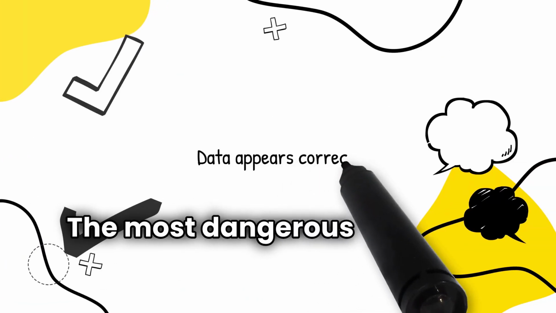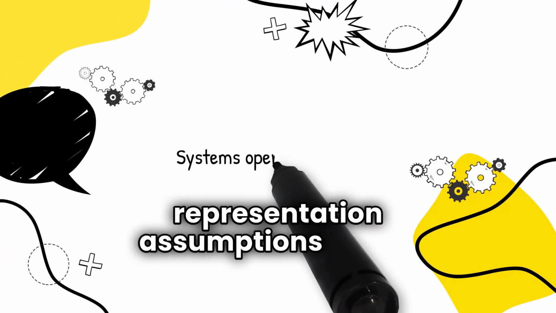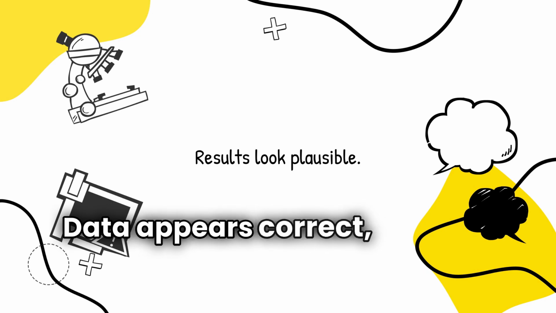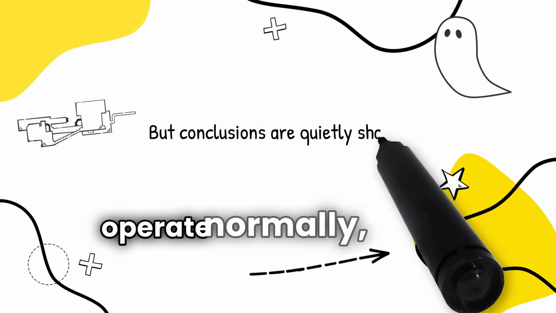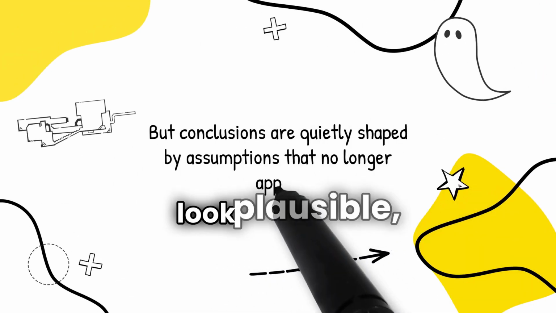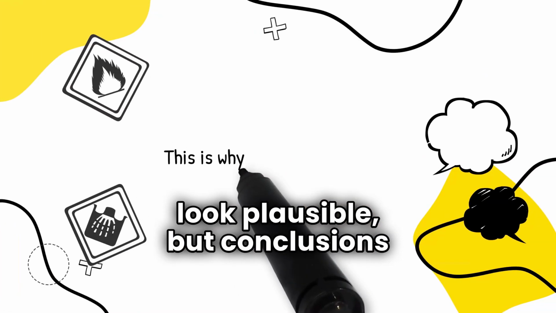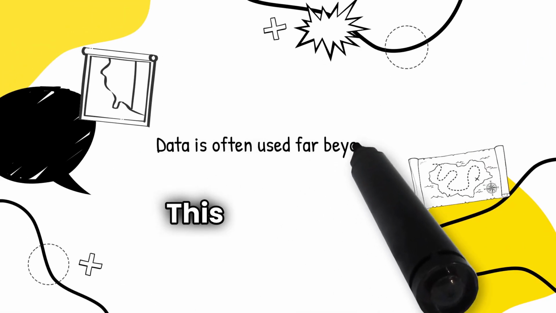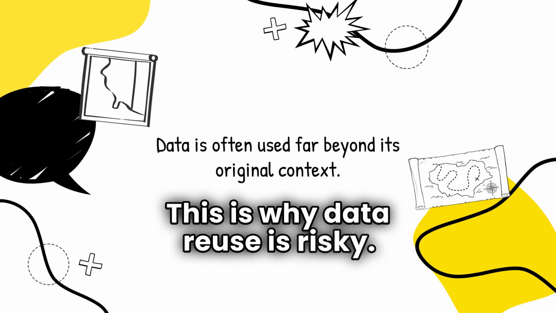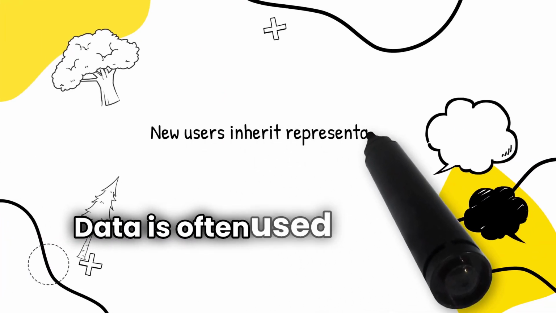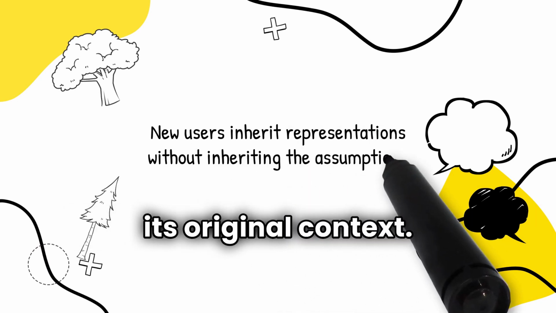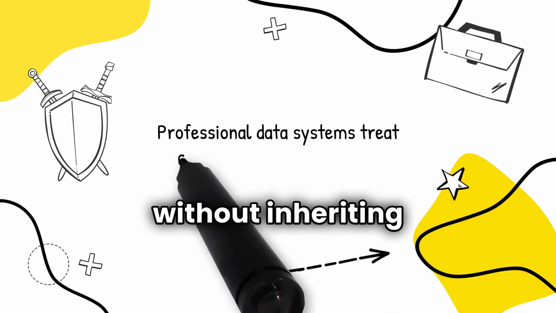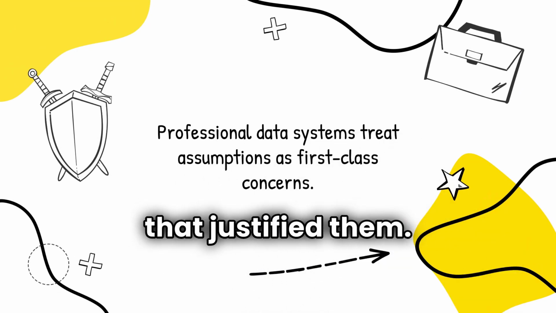The most dangerous aspect of representation assumptions is that they often remain invisible. Data appears correct. Systems operate normally. Results look plausible. But conclusions are quietly shaped by assumptions that no longer apply. This is why data reuse is risky. Data is often used far beyond its original context. New users inherit representations without inheriting the assumptions that justified them.